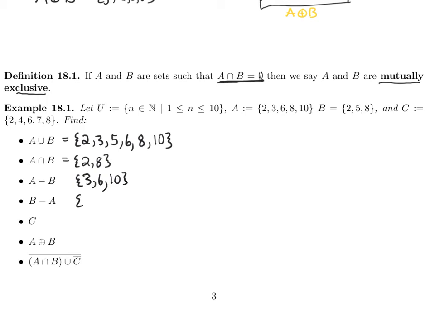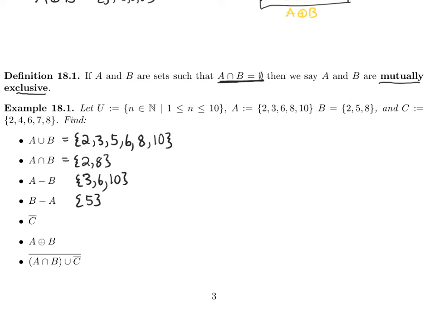B minus A, of course, is the other way around. It's everything that is in B, but not A. And from the previous bit, we know 2 and 8 are indeed in both sets. In fact, you can see that from the intersection here. So it's going to be everything outside of that. So it's just the element 5. 5 is the only element that is in B that is not in A. Okay.